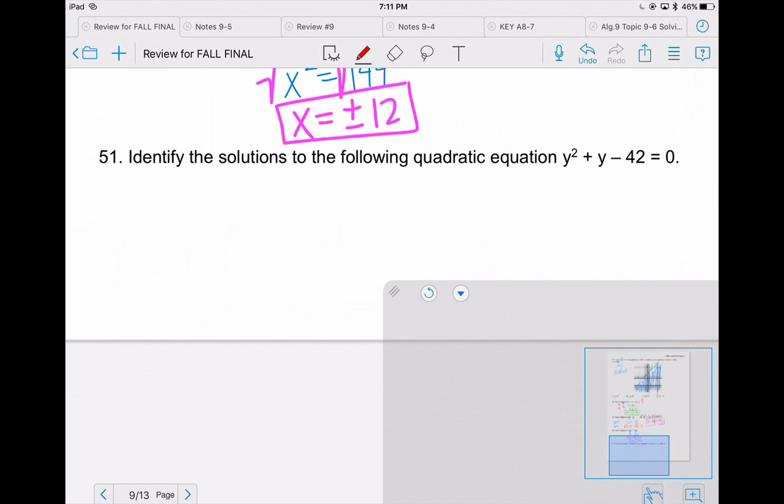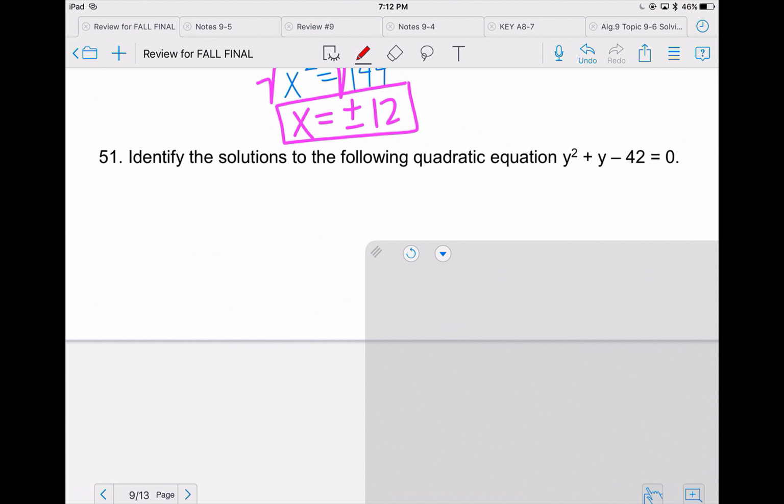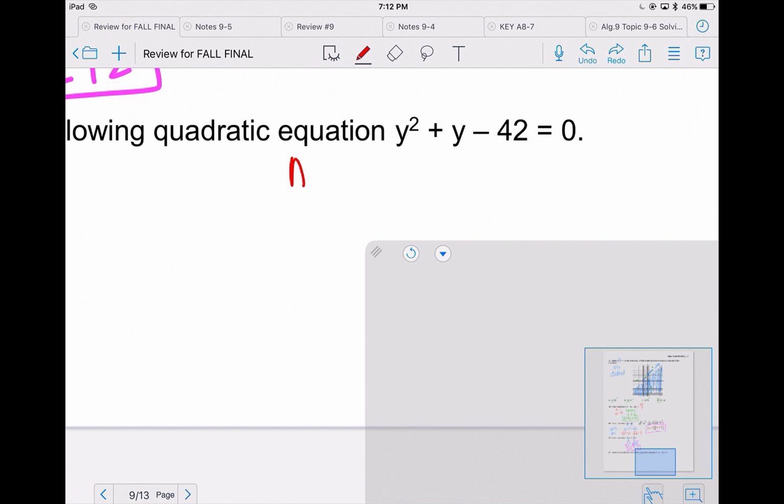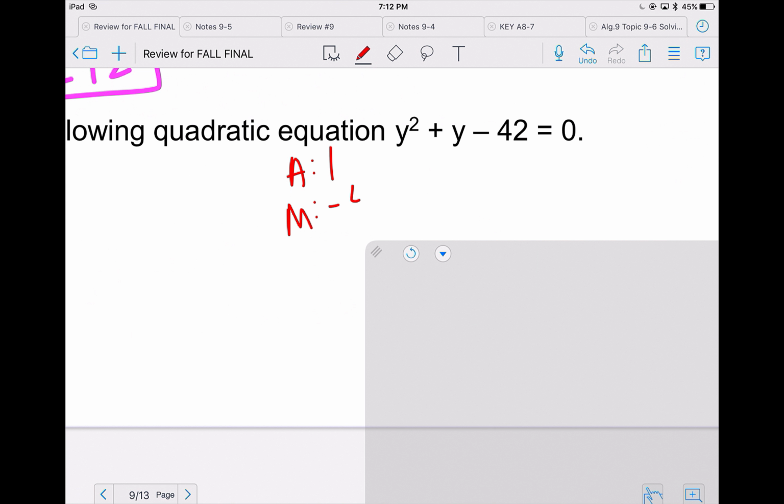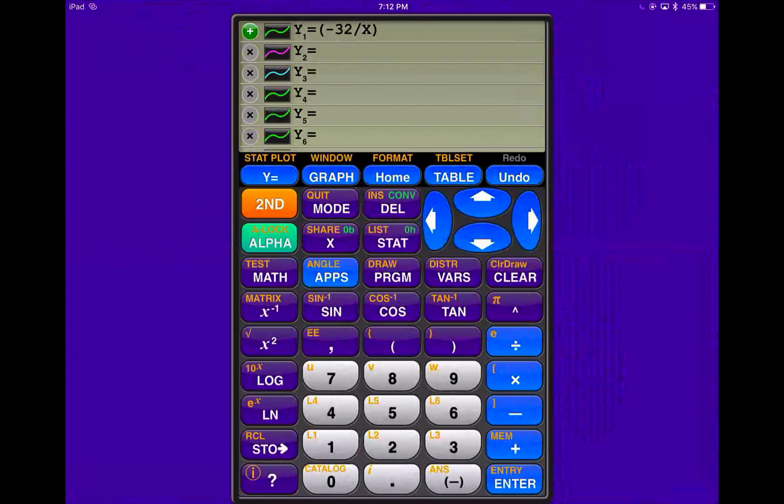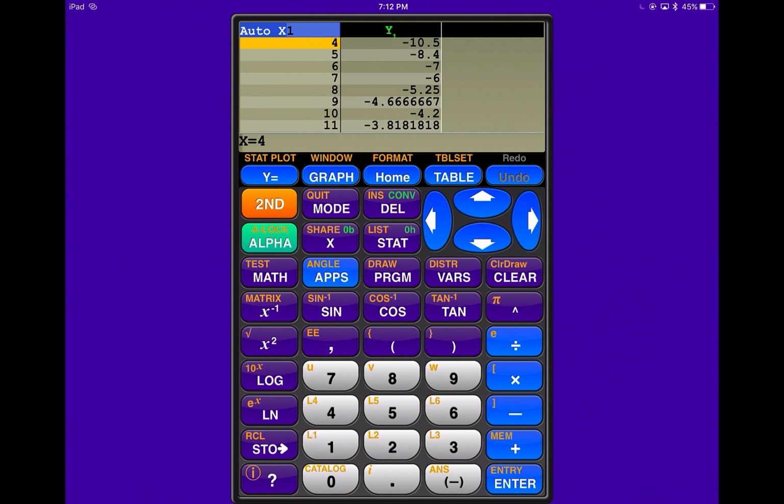51 asks for us to identify the solutions to the following quadratic equations. So the solutions, meaning factor it and take it a step further. I'm looking for something that adds up to 1 and multiplies to negative 42. So in my calculator, in y equals, I'm going to type negative 42 divided by x and look at the table. Again, I am looking for something that adds up to 1. So 1 plus negative 42 is not 1. 2 plus negative 21 is not 1. 3 plus negative 14 is not 1. I skip 4 and 5 because they are not whole numbers. 6 plus negative 7 is negative 1, so I can double check.